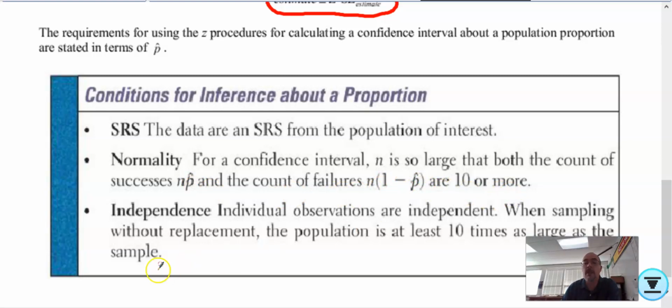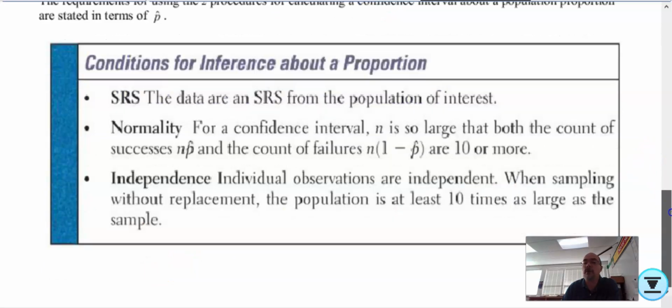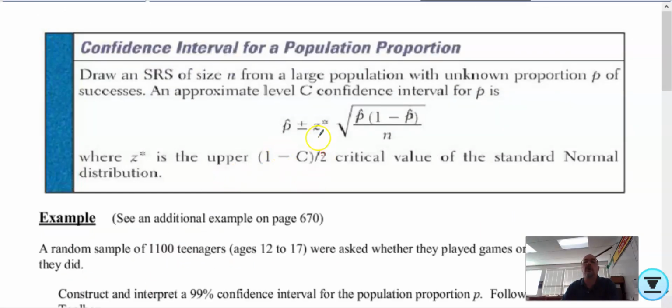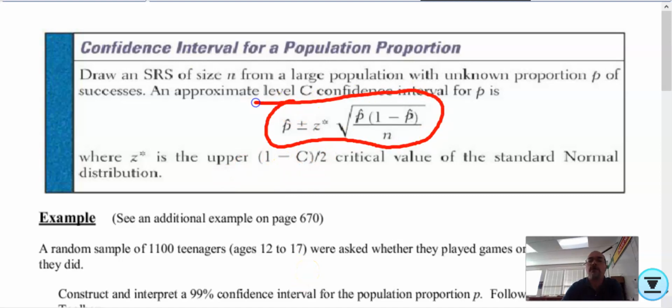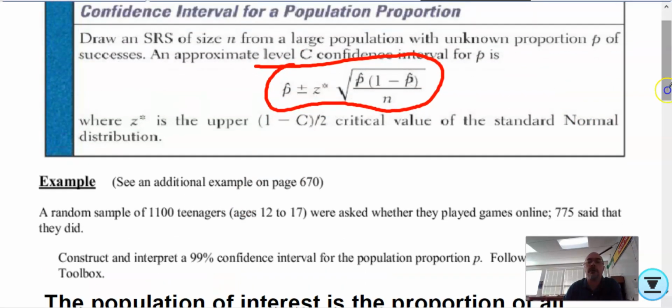That's normality. Independence, that's where the population needs to be at least 10 times as large as the sample. All right, let's keep going here, ladies and gentlemen. So again, here's our formula that I just showed you on the flow chart. And we're going to look at an example here shortly.